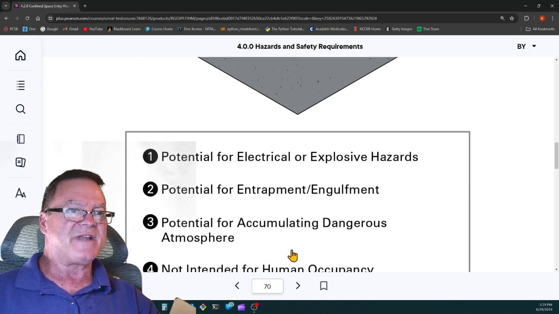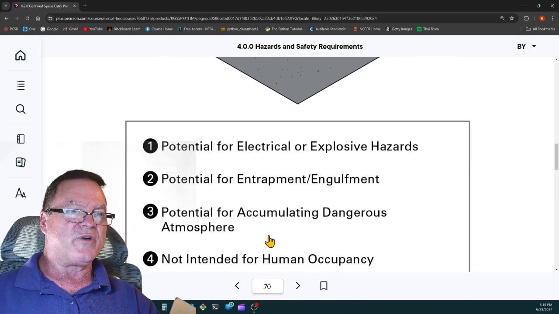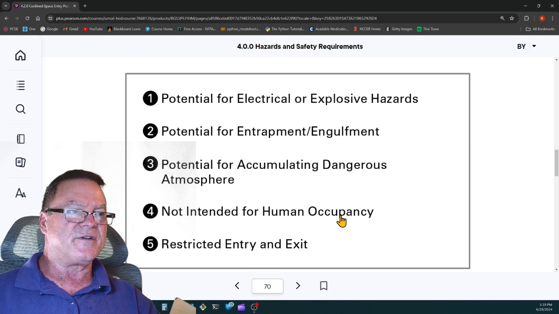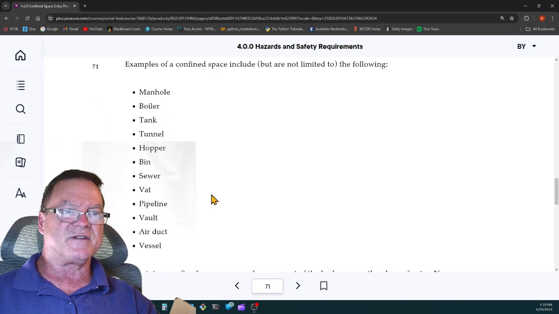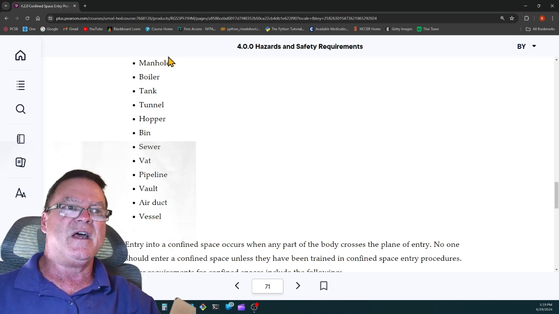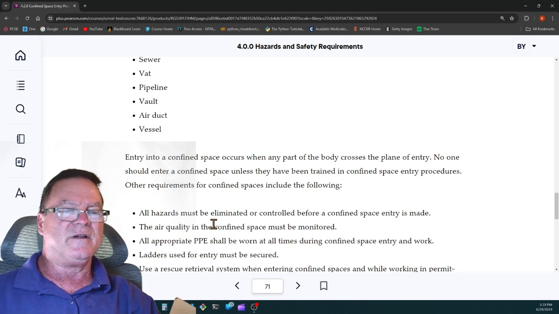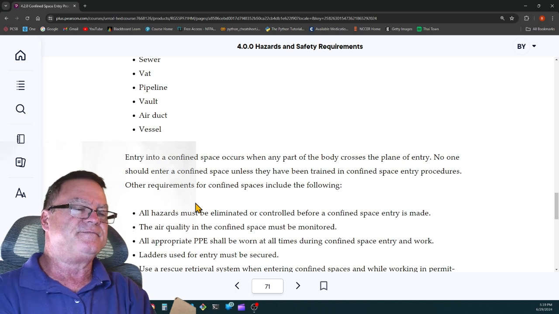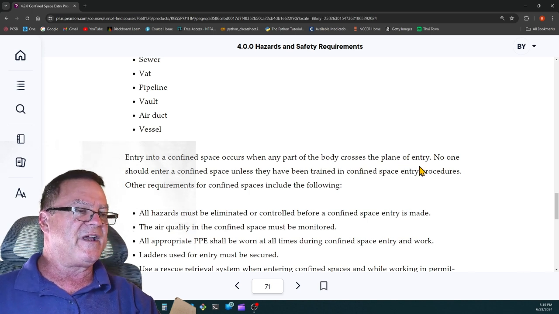Potential for accumulating dangerous atmospheres. That's why they're supplying fresh air down here so that you're not breathing the same air. Not intended for human occupancy, and it's restricted entry and exit. Examples of confined space include, but are not limited to, manholes, boilers, tanks, tunnels, hoppers, bins, sewers, vats, pipelines, vaults, air ducts, vessels, silos. If there's a storage silo on a farm, that's a confined space. Entry into a confined space occurs when any part of the body crosses the plane of entry.